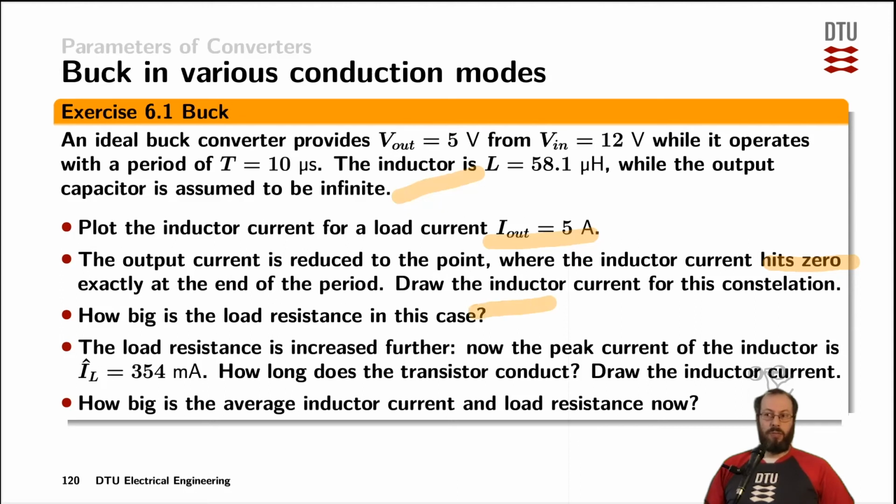And to which value did we have to reduce the resistor that is mimicking the load at the output to achieve that operation point? Furthermore, we increased that resistor once more to reach a peak current of 354 milliamps. How long do we need to conduct the transistor in that buck converter to reach that waveform? And how does the inductor current look like now? And in that third state of operation, what's the average inductor current and what's the load resistance in that case?